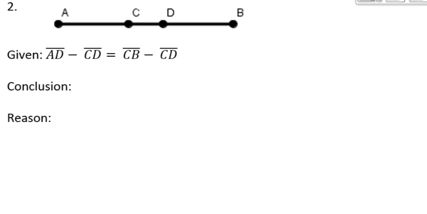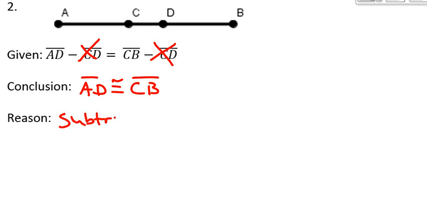All right, very similar. So I have AD minus CD is equal to line segment CB minus CD. If I take away this guy from both of them, I'm going to have line segment AD is congruent or equal to line segment CB. And that is again by subtraction. I guess in the one example that was prior, you probably could have used addition instead of subtraction. But either one, I think you get the idea. You're going to end up with those two line segments being congruent to each other.